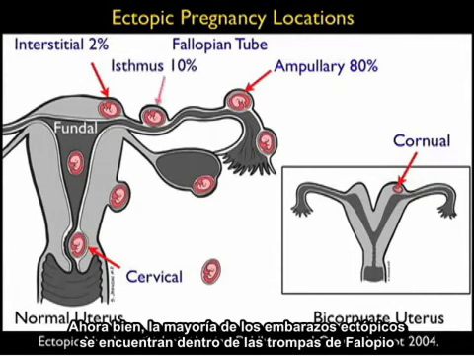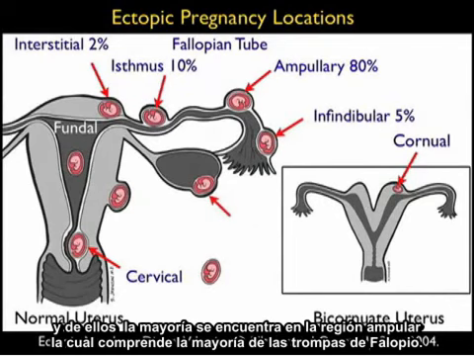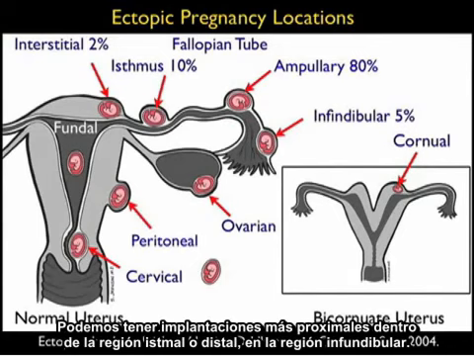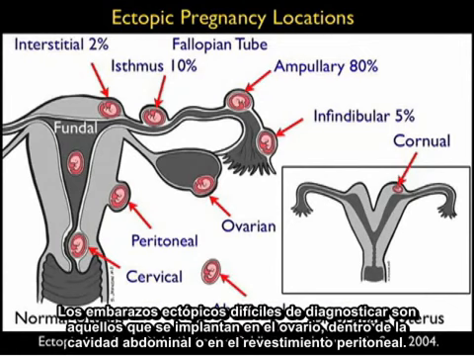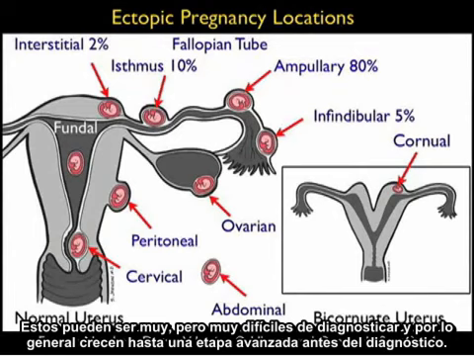Now, most ectopic pregnancies will be located within the fallopian tube, and of those, the majority will be found in the ampullary region, as that comprises the majority of the fallopian tube. But we can have implantations more proximal within the isthmal region or distal within the infundibular region. Now, tough ectopics to diagnose are those that implant within the ovary, within the abdominal cavity, or within the peritoneal lining. And these can be very, very hard to diagnose and commonly grow to an advanced stage before diagnosis.